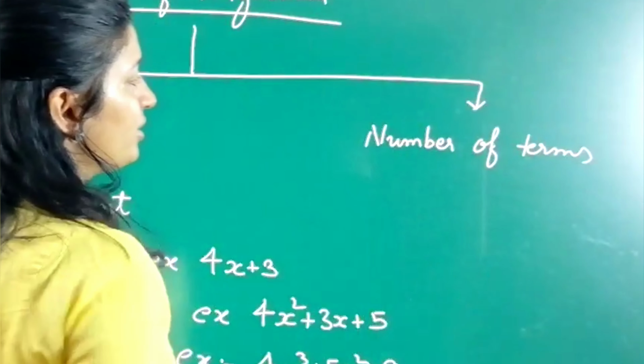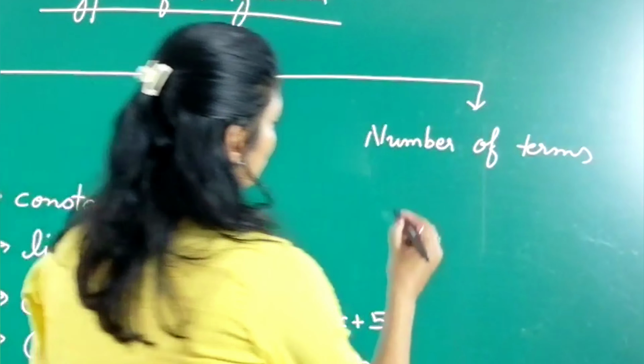Now coming here, based on the number of terms. If we have one term in the polynomial, we will call it a monomial. If we have two terms, we call it a binomial. If we have three terms, we call it a trinomial.